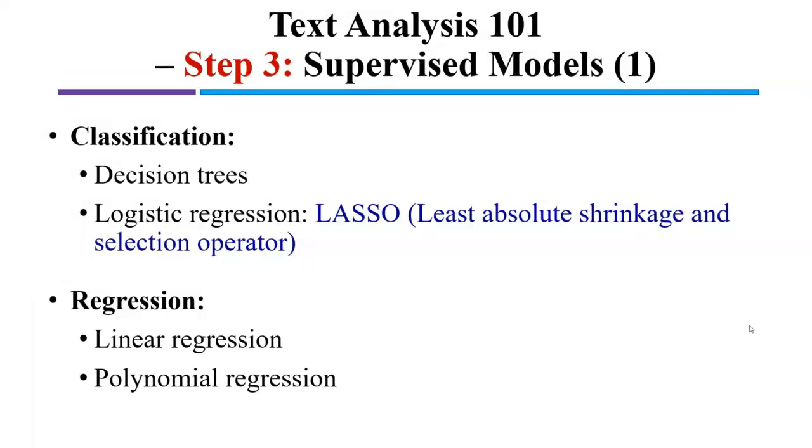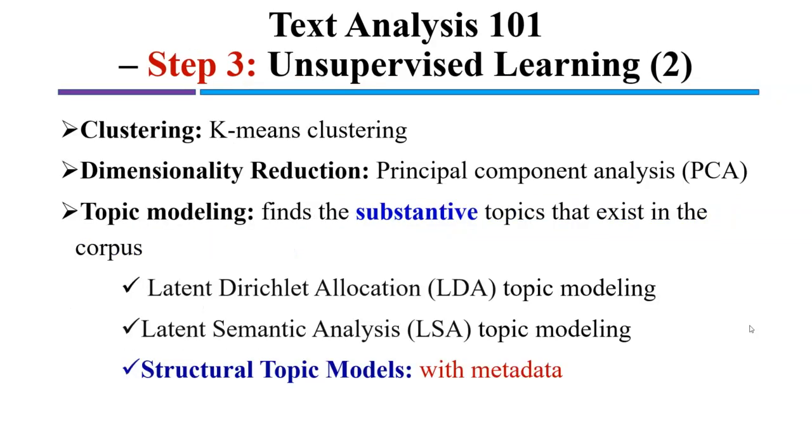Okay, so for example, for the supervised model, if it's a categorical label, you can use what we call classification. There are two different ways you can do it. LASSO is the most popular method. And for regression, except these two, there are many other ways you can apply to your matrix data too. But the most important thing is you need to split your data into two different sets.